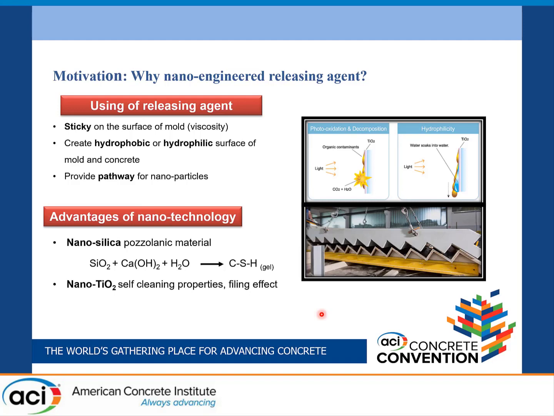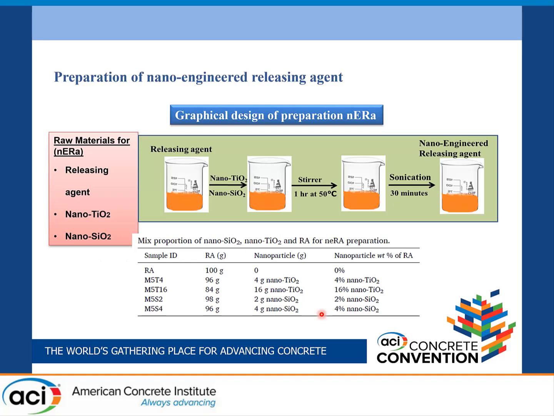So how do we prepare the nano-engineered releasing agent? This is a graphical design of the preparation. First of all, we took a releasing agent and then added nano titanium or nanosilica into it, then stirred for 1 hour at 50 degrees centigrade and sonicated for 30 minutes to get the nano-engineered releasing agent. This is the sample ID, and this is the percentage we added into the releasing agent: 4% and 16% titanium dioxide, and 2% and 4% nanosilica.